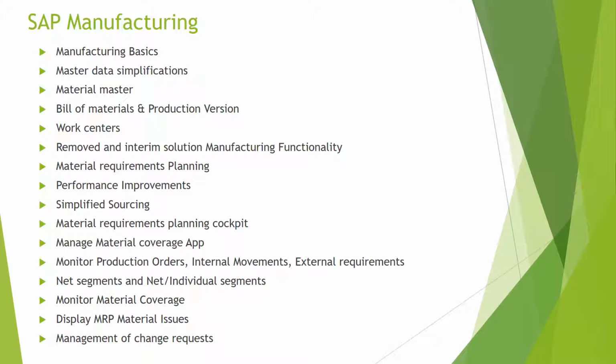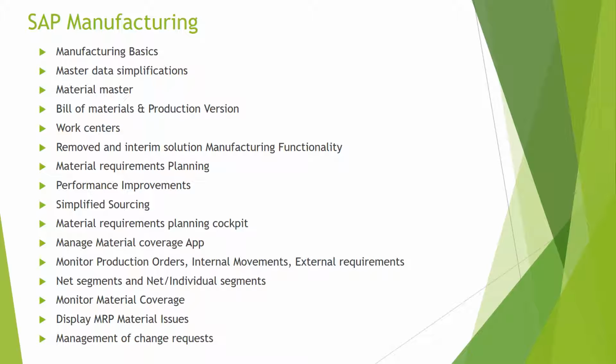The monitor production orders. Okay. The monitor production order app is provided to allow the planners to view the relevant production orders to determine if all the production is on schedule for completion.